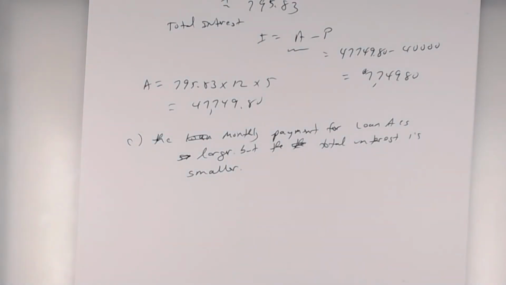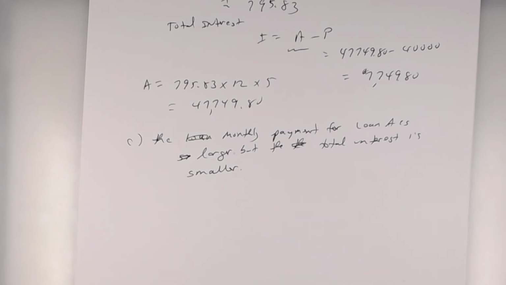The monthly payment for loan B is what? Higher. The monthly payment for loan B is not higher, it's what? Lower. Yeah, but the interest is what? Higher. The interest is higher. The total interest you end up paying is higher. Okay?